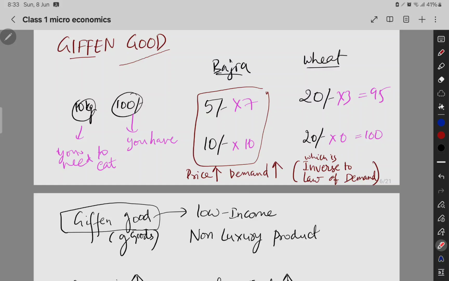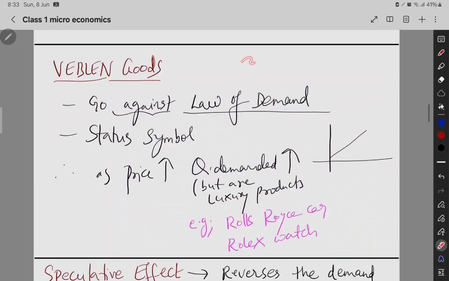A Veblen good is also very similar: as price increases, the quantity demanded increases. How? Let us say the price of a Rolls Royce car increased. Now people want to show their status because it is a very costly car. Therefore, everyone wants to purchase it. The demand will increase.